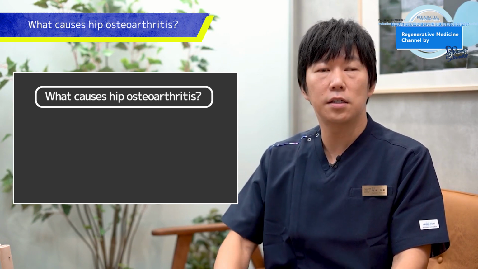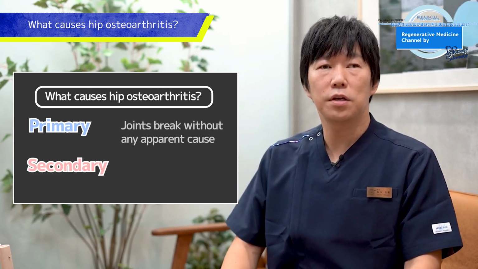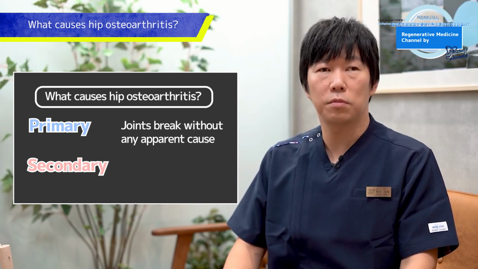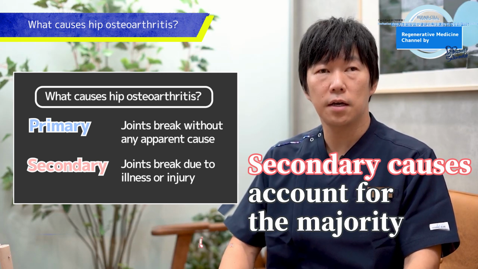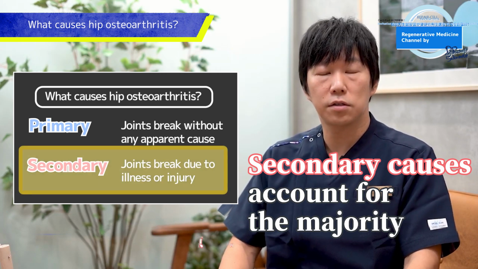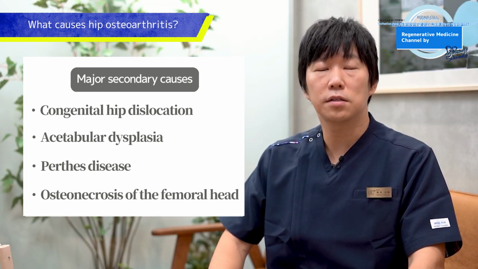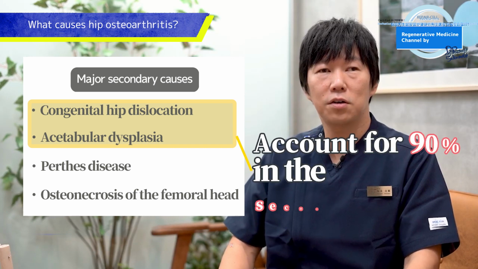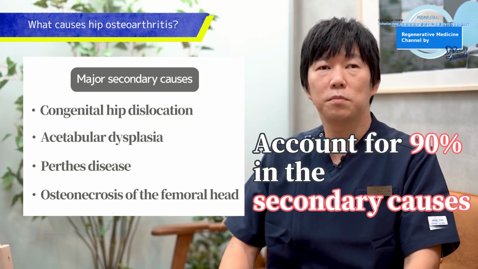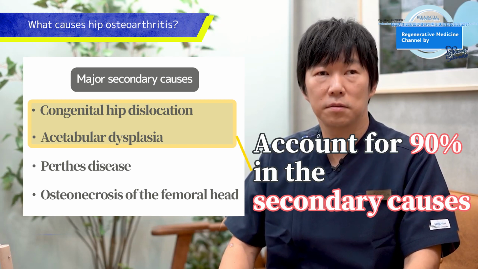There are two causes for hip osteoarthritis. The primary cause is that the joint is broken without any apparent cause. The secondary cause is that the joint is broken due to illness or injury, which accounts for the majority. Among the secondary causes, congenital hip dislocation and acetabular dysplasia account for 90%. Perthes disease and osteonecrosis of the femoral head are also mentioned as secondary causes.